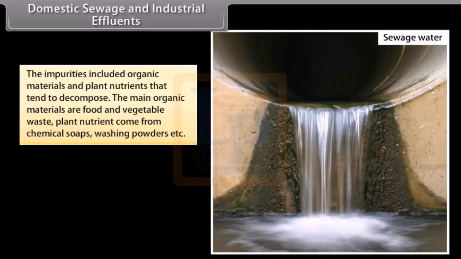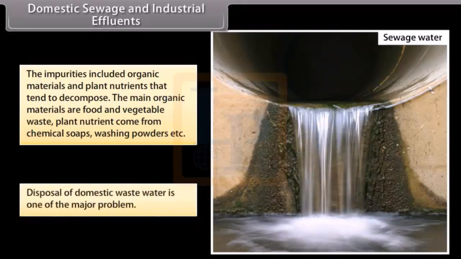The main organic materials are food and vegetable waste. Plant nutrients come from chemical soaps, washing powders, etc. Disposal of domestic wastewater is one of the major problems.